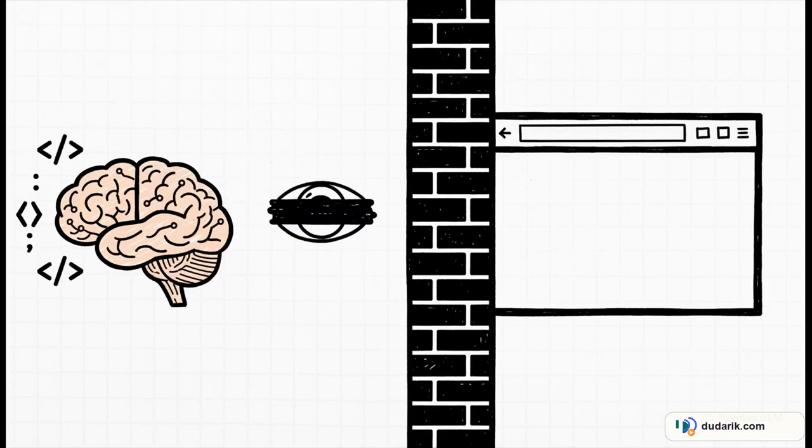Think about it. Right now, there's this huge disconnect. Your AI is basically a brilliant brain in a jar. It can write all this amazing front-end code, but it's completely blind to what happens next. It has no idea how that code actually looks or works in a real browser. It's kind of like writing a movie script but never being able to see the movie.